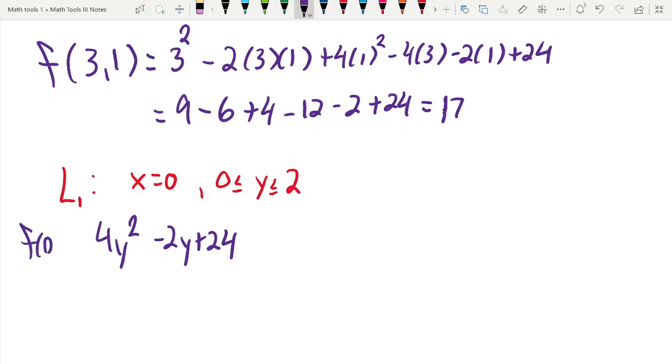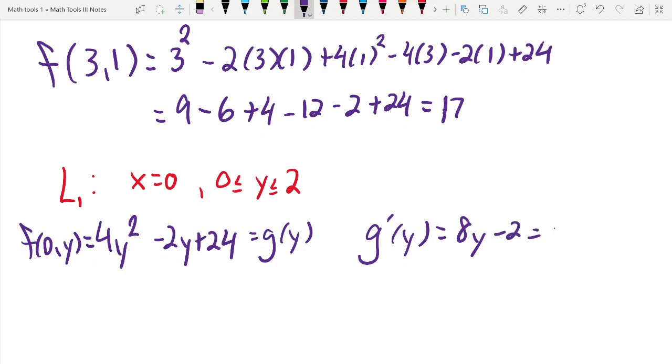So this is like f of 0, y right here. So now we have a single variable parabola, and we want to look at the max and mins of this between 0 and 2. So now we need to find global max and mins in a single variable sense. Okay. So if we look at the derivative of this, let's just call this g of y, just for notational purposes. So g prime of y is equal to 8y minus 2 equals 0. So y is going to be 1/4 here.